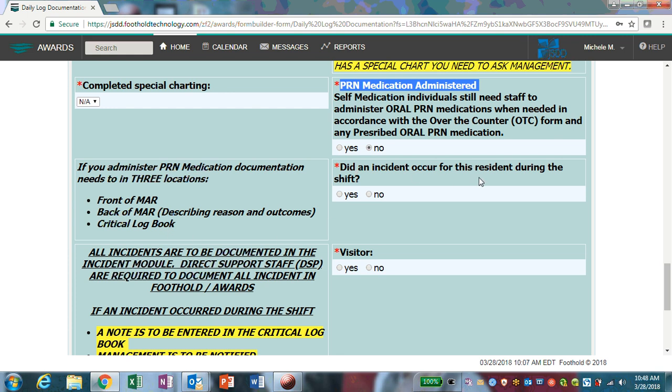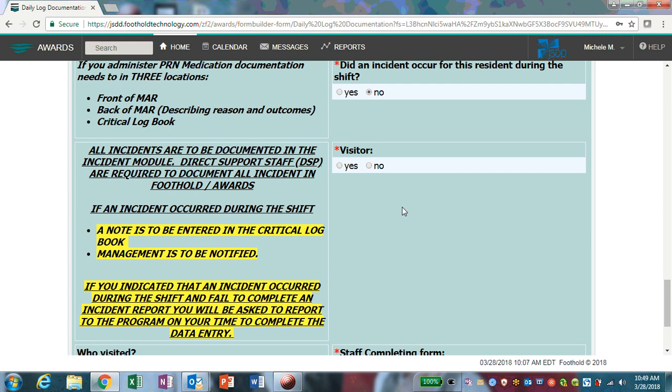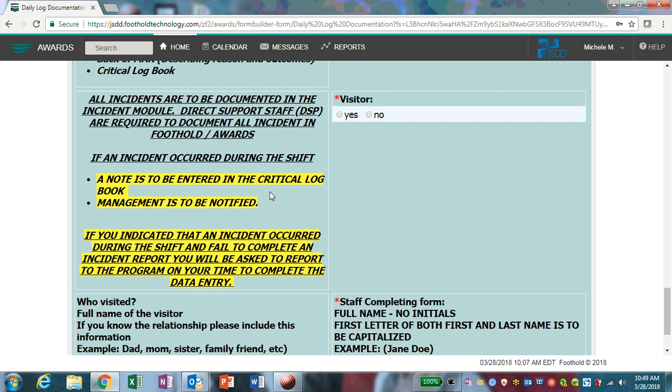Did an incident occur for this resident during the shift? Yes or no? I'm going to go ahead and put no. If I put yes, all incidents are to be documented in the incident module. Direct support staff are required to document all incidents in this awards program. So we want first-hand accounts of what's happening. You also need to enter a note in the critical logbook, and management needs to be notified.